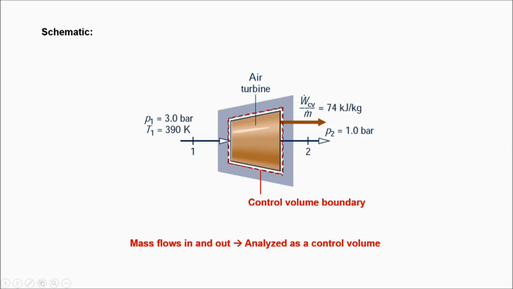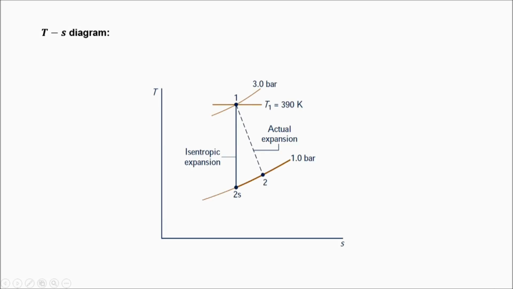In this case, it is selected to enclose the turbine and follow the physical boundary of the turbine as delineated on the schematic with the red dashed line. This control volume ties in the information provided, namely the inlet temperature and pressure at state 1, the exit pressure at state 2, and the work per unit mass of air flowing through the turbine. The next step is to develop the appropriate thermodynamic diagram to represent the process. In this case, the TS diagram.